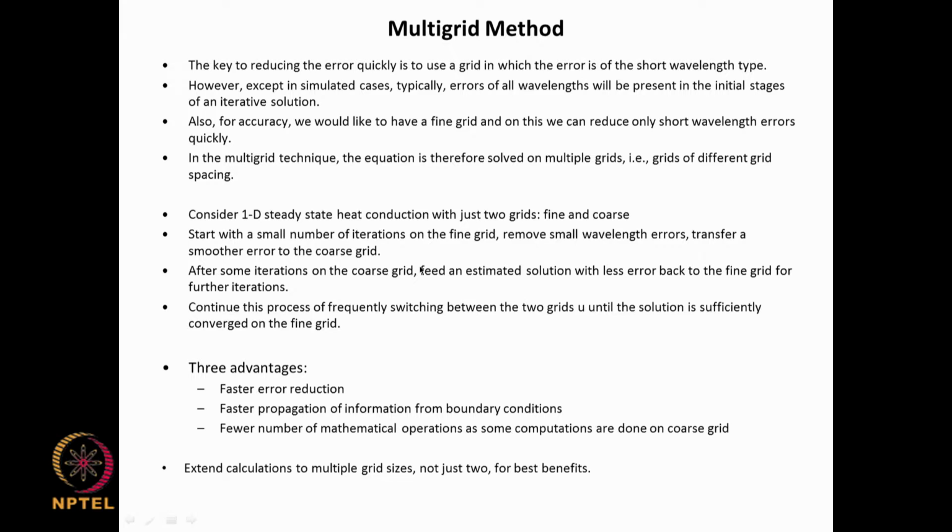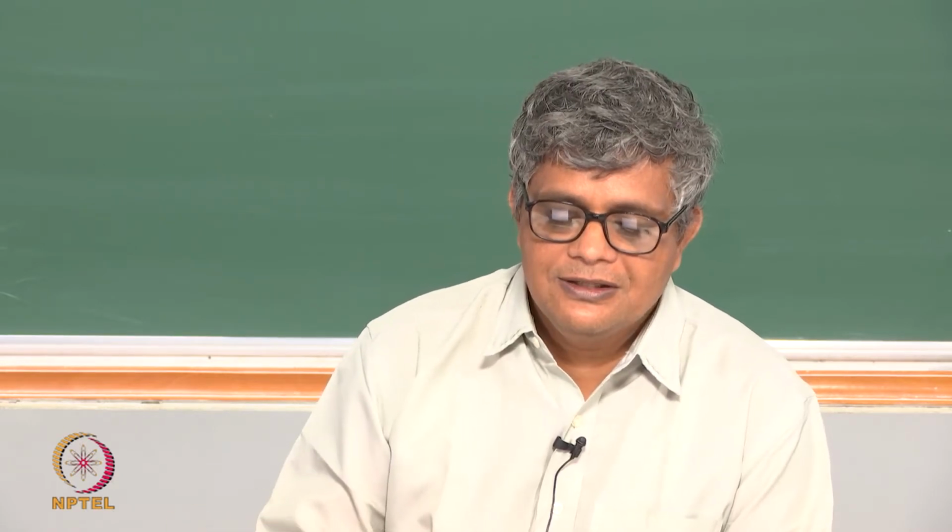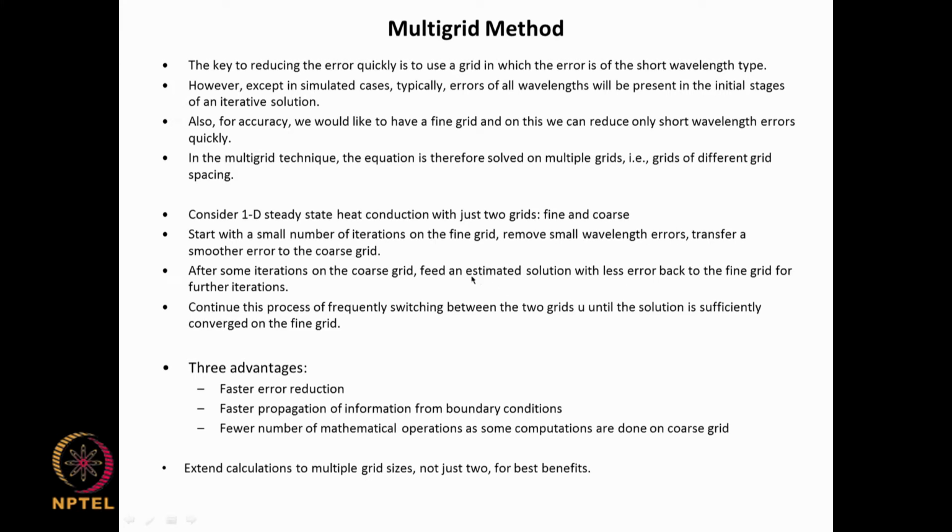So, from this error you estimate what would be the true solution, and then you give this estimated solution back to the fine grid, okay, and so you feed an estimated solution with less error back to the fine grid for further iterations. And in the estimation process you have also introduced some small wavelength errors, you damp them out, and then you reduce the error, and then you bring it back to the coarse grid. So, you continue this process, frequently switching between the two grids, until the solution is sufficiently converged on the fine grid.